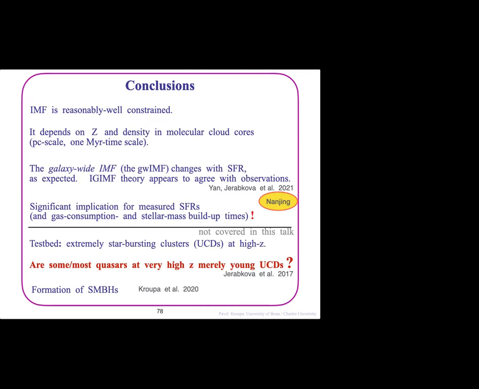So I think we're now quite well agreeing that the IMF slope changes as a function of stellar metallicity, very well consistent with what you are talking about. If I understand correctly, the star formation rate density is a kind of driving parameter in your galaxy-wide IMF variation.